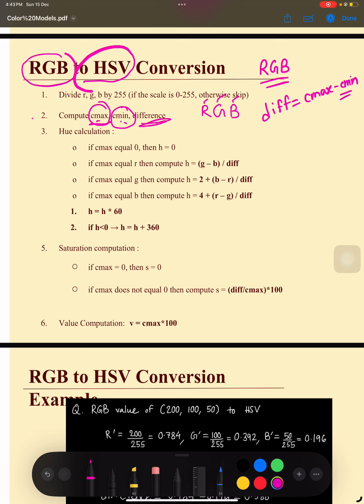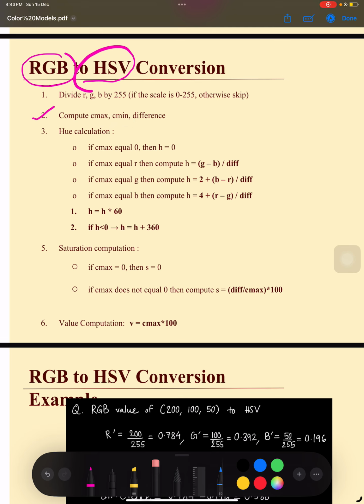After I am done with part 2, that is, I have my Cmax and Cmin, I will go on to find my 3 parameters: hue, saturation, and value. How can we find hue here? Let's see. If my Cmax's value equals 0, I will just set the value of H equal to 0. If not, let's look at this line.